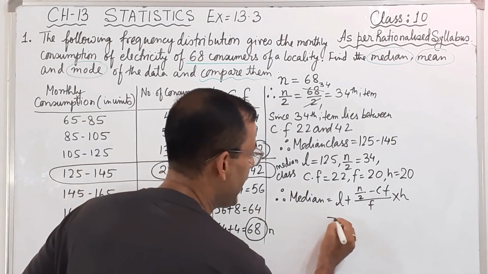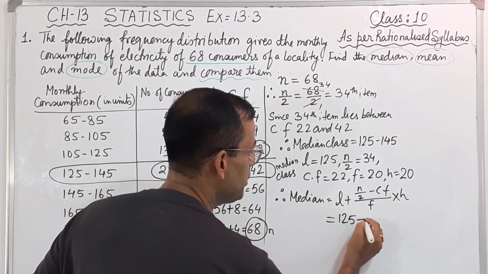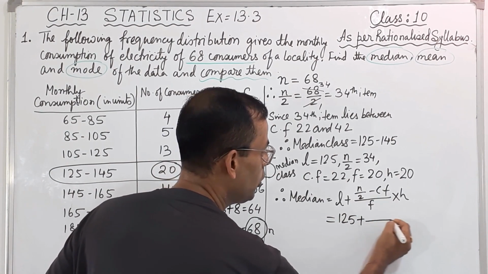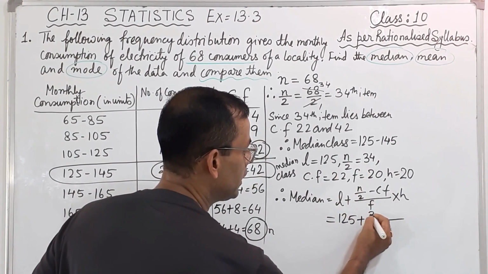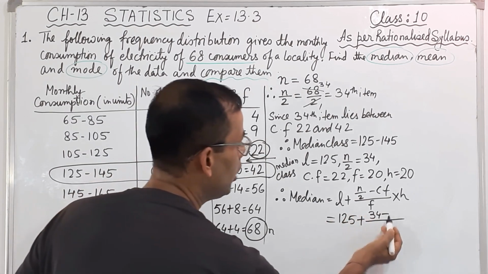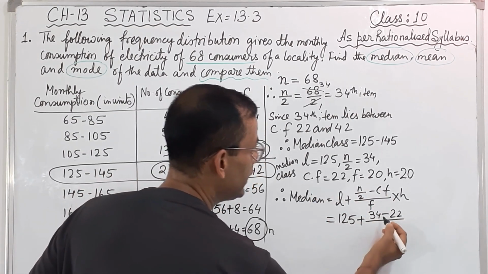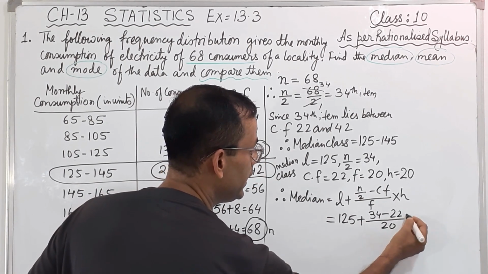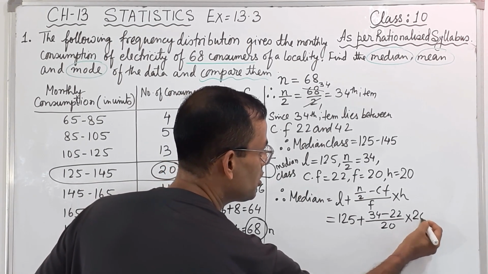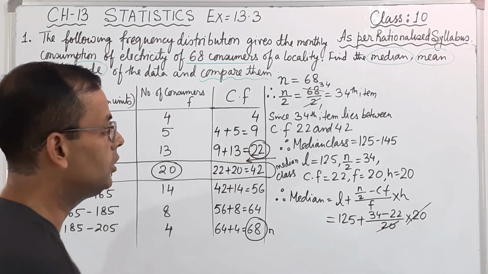Now I will put the values. So L is how much? 125 plus. Now we will draw one line. N by 2 is how much? 34 minus. Now CF is how much? CF is 22. And F is how much? 20 into H, which is also 20. So 20, 20 you can cut it, you can cancel it.